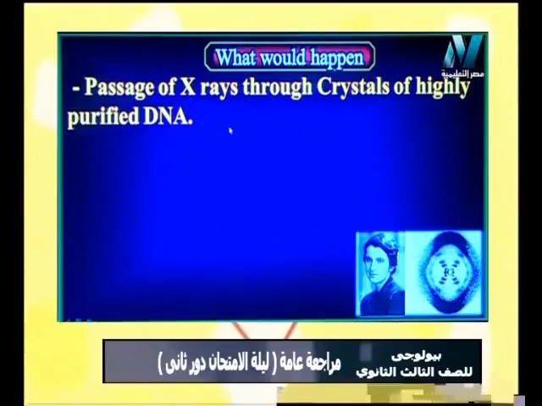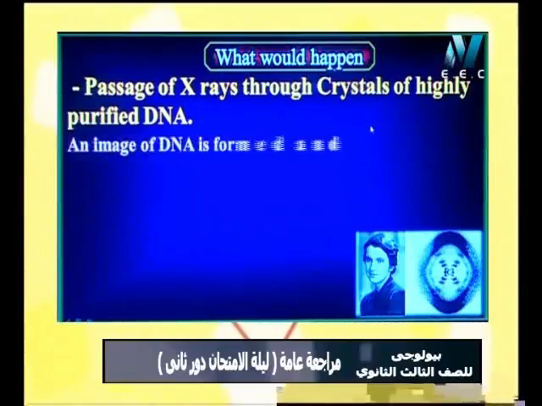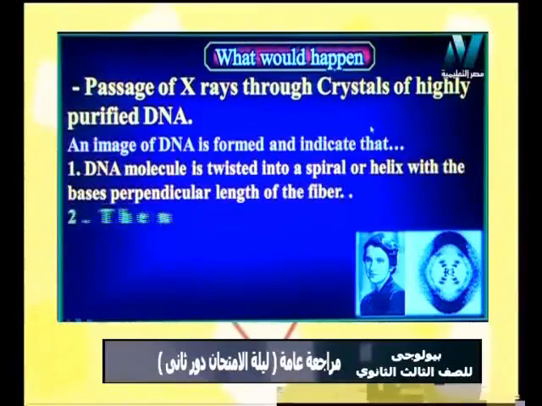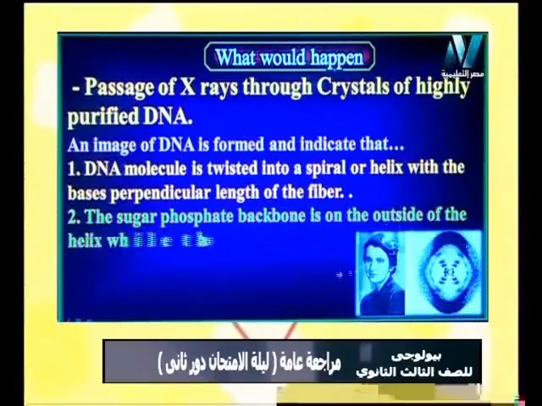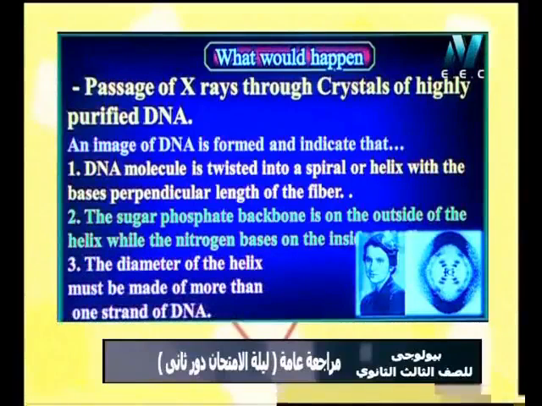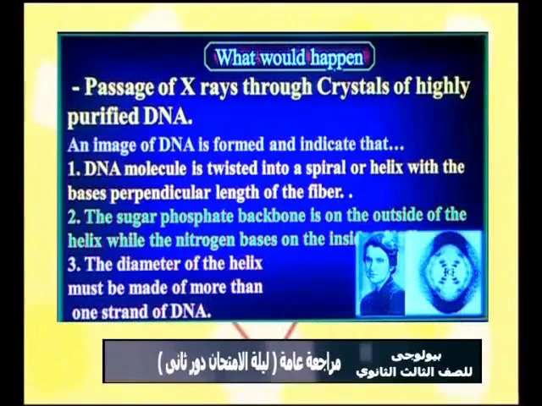يبقى ال purified sample of DNA when it exposed to the X-ray an image of DNA is formed and indicates that number one, DNA molecule is twisted into spiral or helix with the base perpendicular length of the fiber. Number two, the sugar phosphate backbone is on outside and the helix with the nitrogen spaces inside, and the nitrogen spaces زي ما قلنا perpendicular to the fibers. Number three, the diameter of the helix must made of more than single strain.